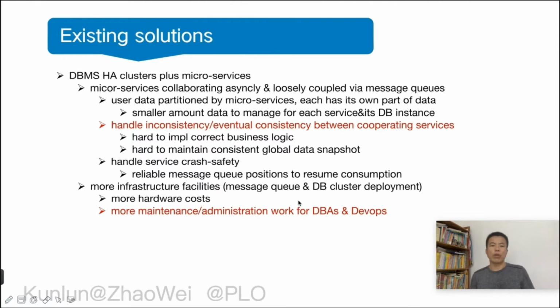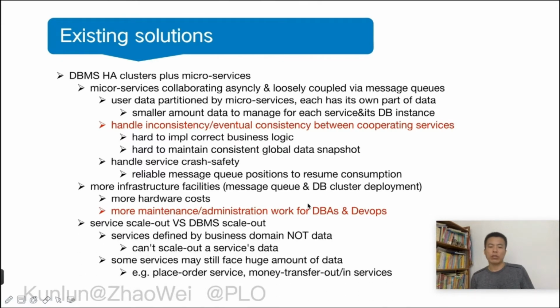Also, there will be more infrastructure facilities. For example, there are a lot of message queue deployments, and also a lot more database cluster deployments. That means more hardware costs, and especially more maintenance and administration work for DBAs and DevOps. Also, scaling out is a problem, because you can add more computing resources for services, but you cannot easily divide services, because services are defined by business domain, not data.